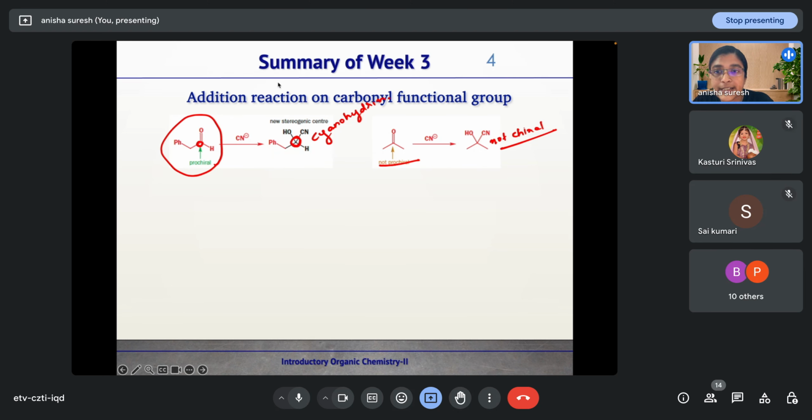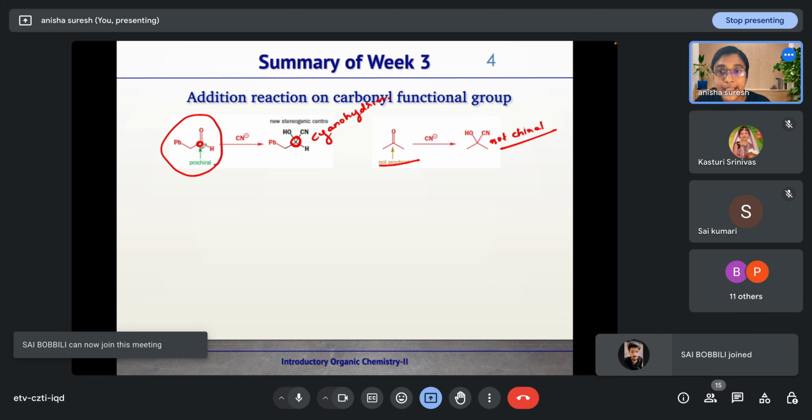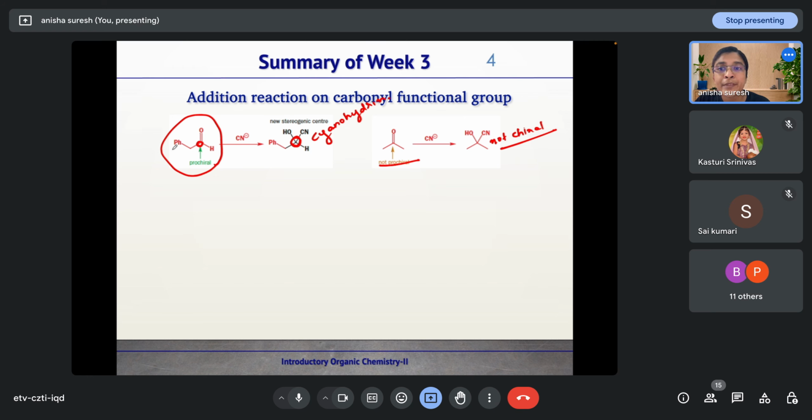So what we were discussing is that if the addition of a nucleophile will result in the formation of a new chiral center or a new stereogenic center, that center where the addition has taken place is known as a prochiral center. So in the case of acetone, the addition of the nucleophile will not result in the formation of a new chiral center. So therefore the carbonyl center of acetone is not prochiral. Clear, right?